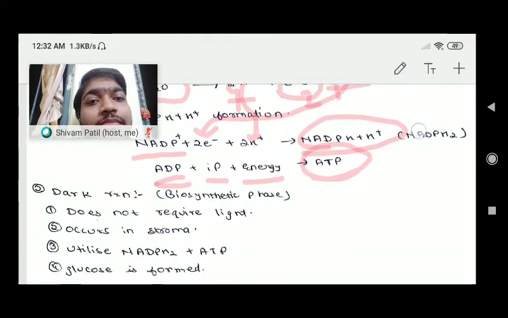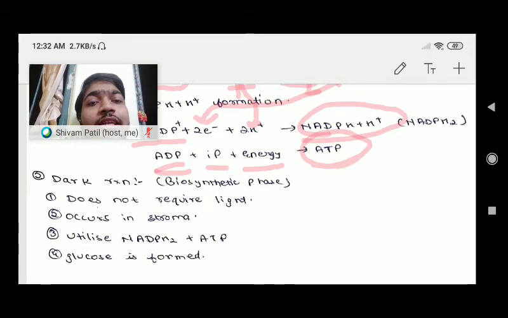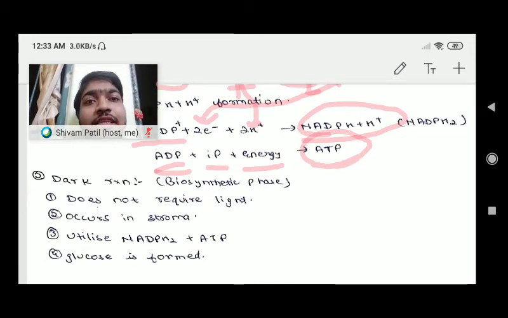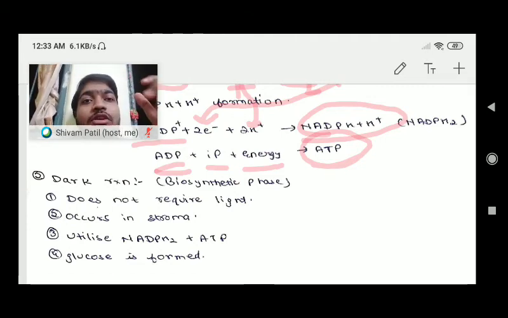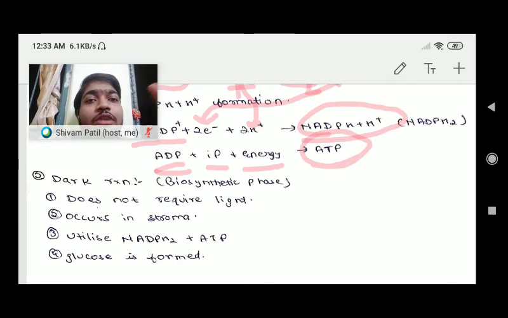Now the dark reaction, also known as the Blackman reaction, also known as the biosynthetic phase. Now why is it known as the biosynthetic phase? Because in this dark reaction only, the glucose is manufactured. So the main product of photosynthesis is produced in the dark reaction. That is why it is known as the biosynthetic phase.